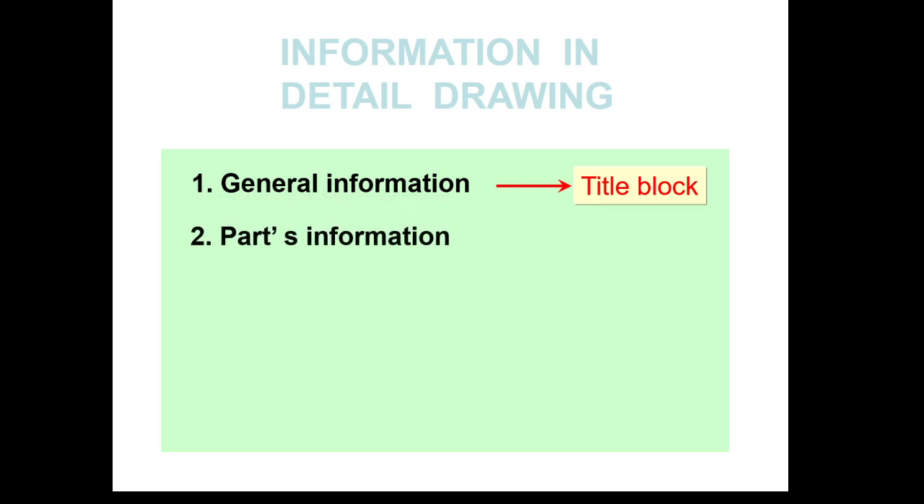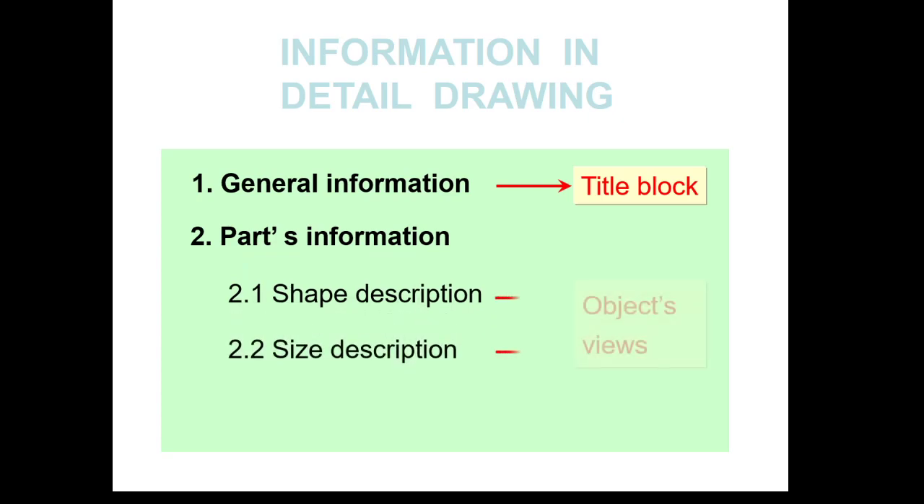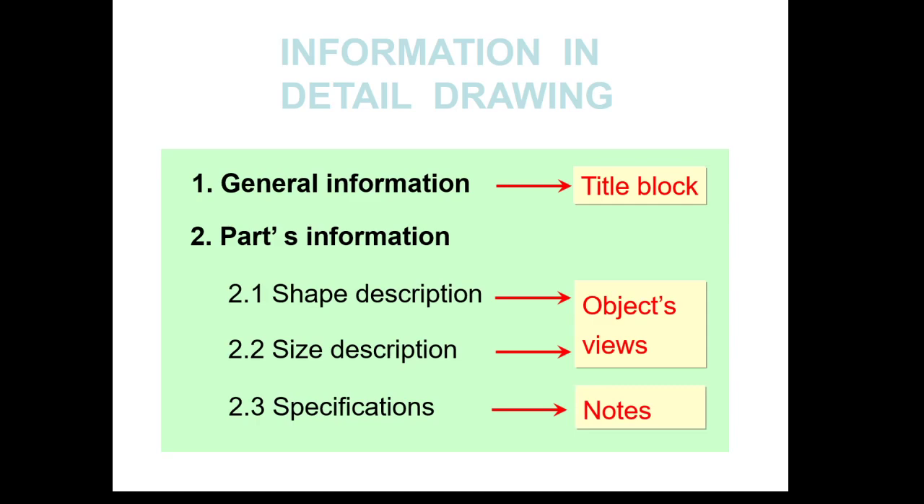Yes, and part information, the information on the part. What? Shape info, size info. For shape description, we use the projection technique in engineering drawing. For size description, dimension format. And of course, by writing some technical notes, in most cases along the shoulder of leader lines, such as hole representation notes, specification notes, okay, we provide some complementary info.